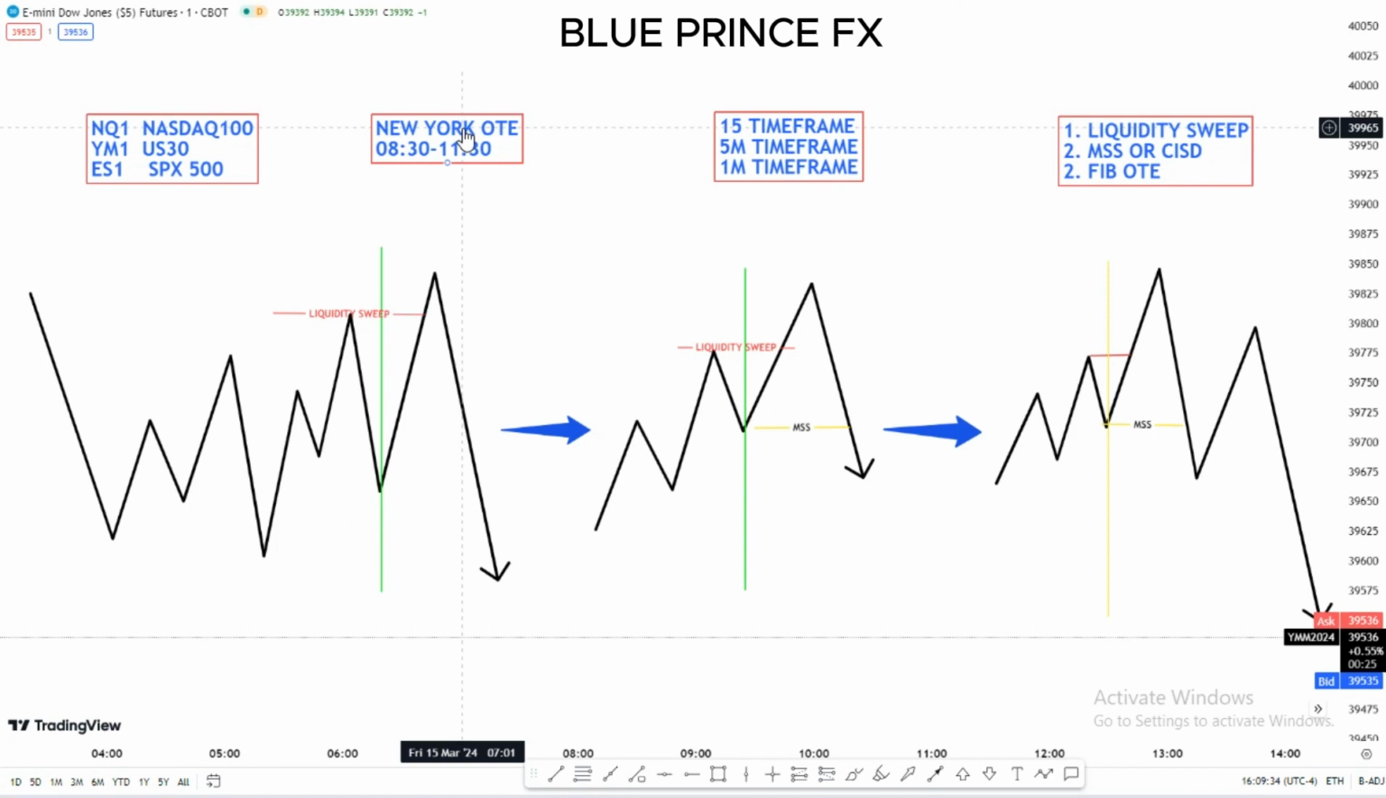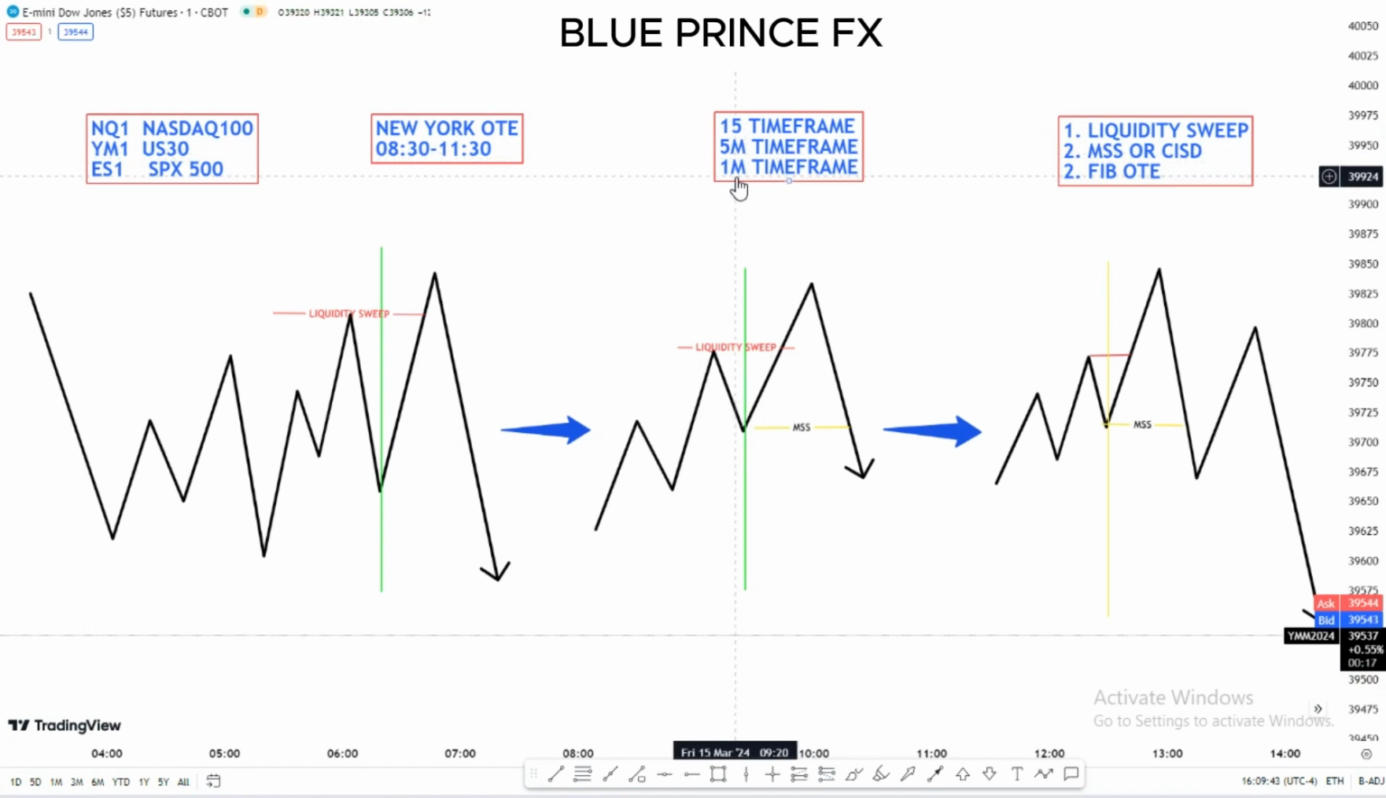And I only use three time frames: the 15-minute time frame for buy side and sell side liquidity, the 5-minute time frame for entry, and the 1-minute time frame for refinement of my entries.